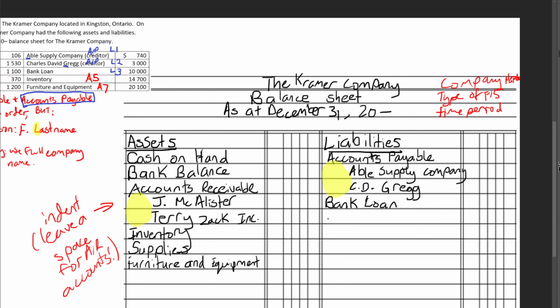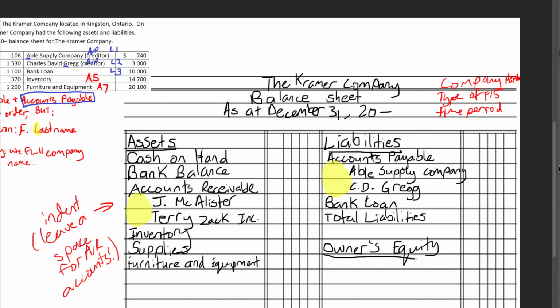And because that's my last liability, I am going to write total liabilities. And I will have to get that number when I do my accounts. After total liabilities, you're going to skip a line, and this section of the balance sheet is never going to show up as the list of accounts. You are going to have to remember this section, the owner's equity section. That is the last one.